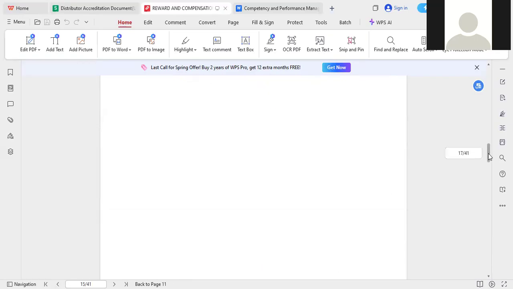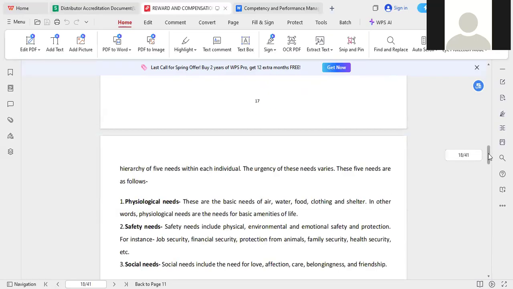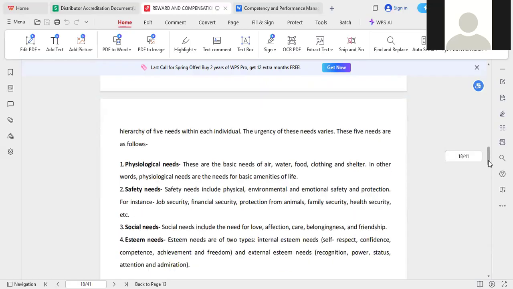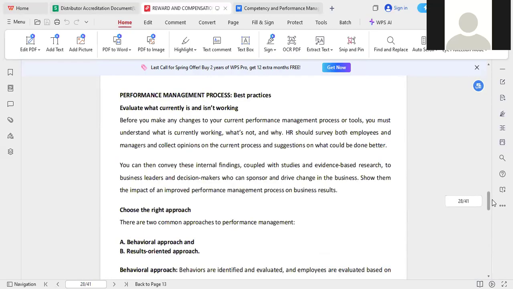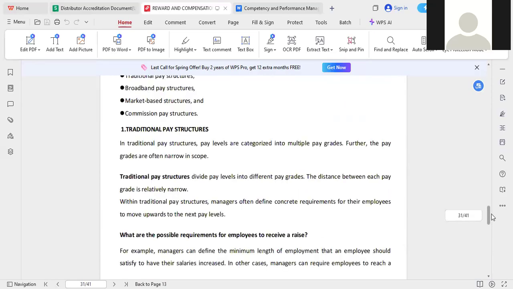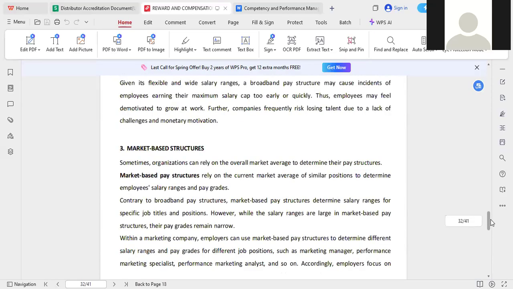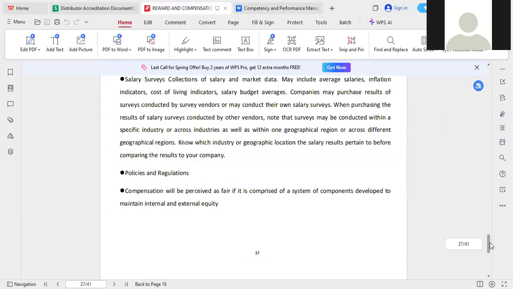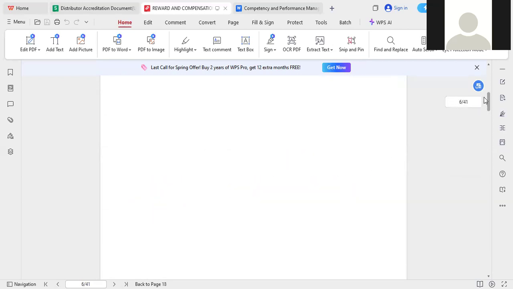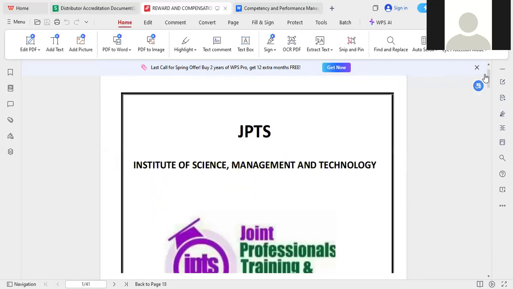Then we looked at compensation, different types of compensation that organizations can develop aside from the base pay to improve effort, commitment, and work. Then lastly, we looked at the importance of compensation and how to choose a compensation system. Okay, and that's all for the course reward and compensation management. So I wish everyone of us all the best.